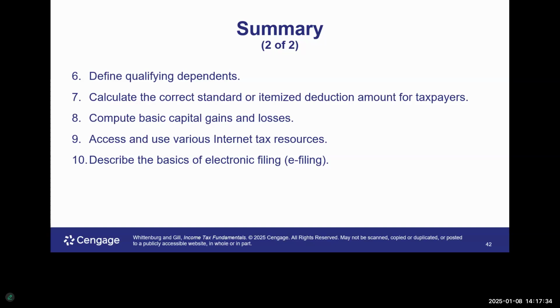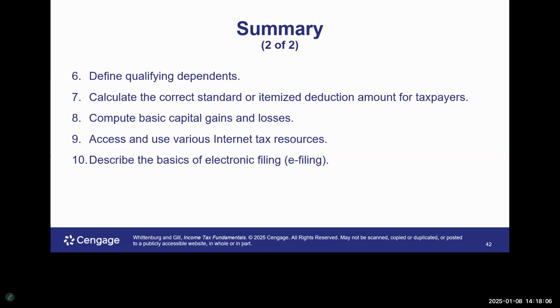We defined qualifying dependents. It's either they are a qualifying child or a qualifying relative. We calculated the correct standard or itemized deduction amount for taxpayers. Again, the standard deduction, think of it as an amount of money the IRS lets you keep tax-free. Itemized deductions include a list of personal expenses that Congress allows. This includes medical expenses, charitable contributions, taxes, interest, etc. There are some limitations, as we'll learn.